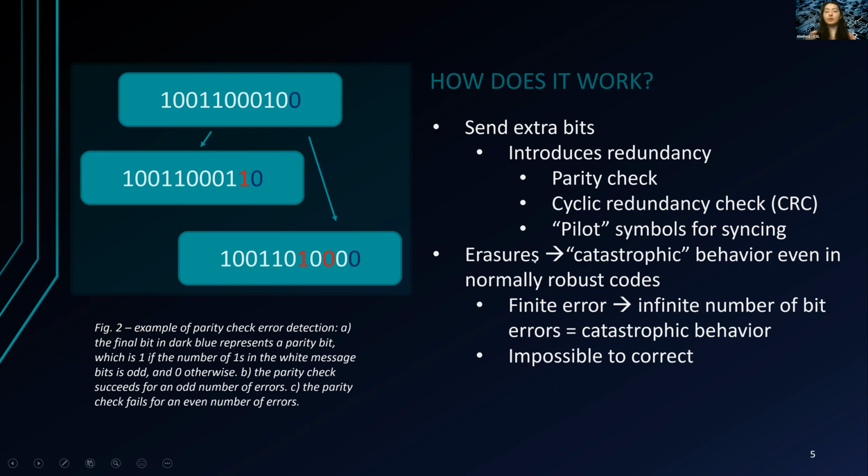Why are erasures in particular so devastating? It's because they can lead to what we call catastrophic behavior, even in normally robust codes. Basically, a catastrophic behavior is when a finite error leads to an infinite number of bit errors, which makes it impossible to correct the message.